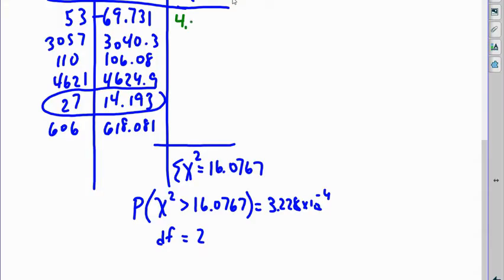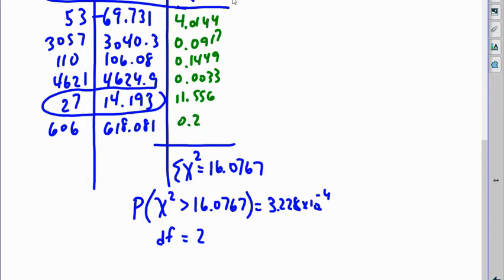Okay, 4.0144, 0.0917, 0.1449, 0.0033, 11.556, 0.2361. So now let's write our conclusion.